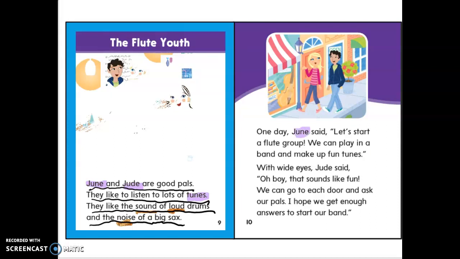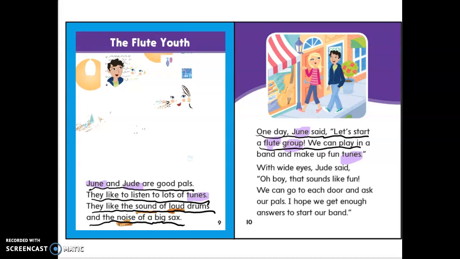We have June. We have flute and group. We have tunes. Looks like that is it for that one. Ready? Read. One day, June said, let's start a flute group.